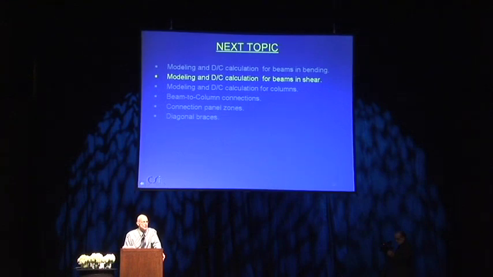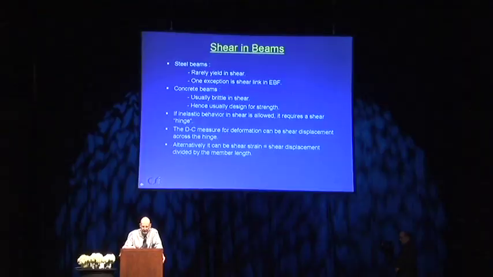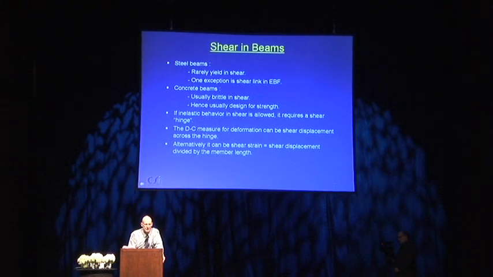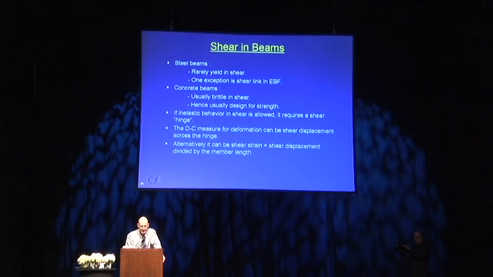Next topic, let's do the same thing for beams and shear quickly. Steel beams rarely yield in shear, but one exception would be a shear link in an eccentrically braced frame. Concrete beams are usually brittle in shear, and so usually you would want to design not for inelastic behavior in shear, but for essentially elastic behavior, designed for strength. If you do allow inelastic shear, it requires a shear hinge, and it's like a plastic hinge, but it's shear rather than rotation. The demand capacity measure for deformation can be shear displacement across the hinge, or alternatively, you can convert it to shear strain by just dividing the displacement by the member length.